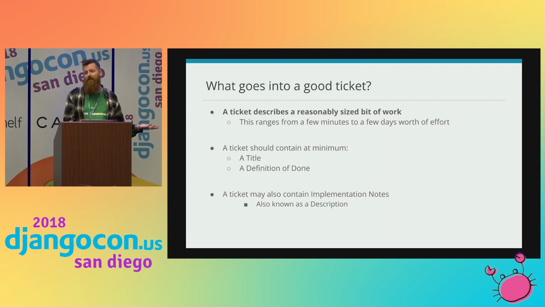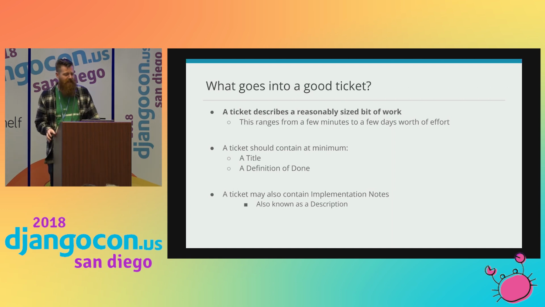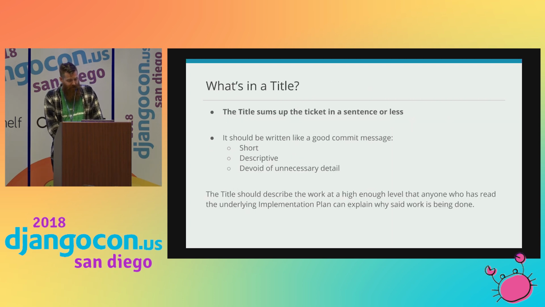It could be anything from a few minutes to a few days' worth of work, but if it gets any bigger than that, maybe it should be smaller. Break it into more discrete steps. And a ticket should contain at minimum a title and a definition of done. A ticket could also contain some implementation notes if there are more details than can fit in a title and a definition of done. It's also known as the description.